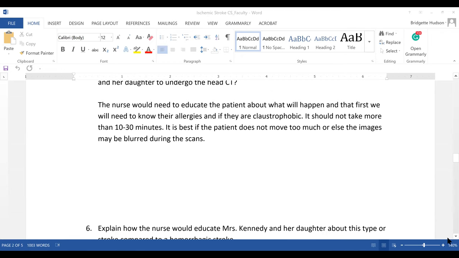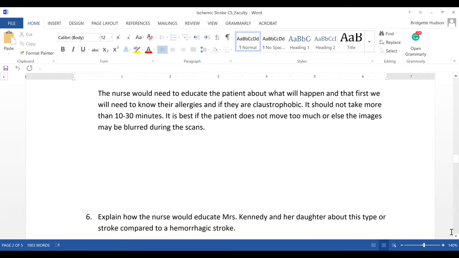All right, so looking at explain how the nurse would educate her and the daughter about this type of stroke compared to a hemorrhagic stroke. So basically you're comparing the two. Okay. All right. So basically one is a clot and the other one is a bleed, right?